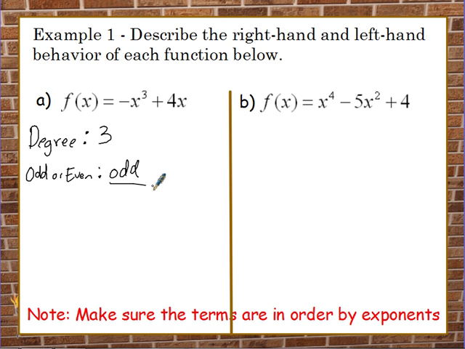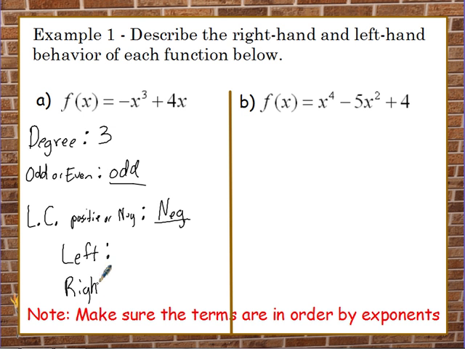Now let's figure out how they're going to be different. Is my leading coefficient positive or negative? It is negative. Does everybody agree with that? More specifically, it's a negative 1. This should be a 1 right here. So I say it's negative. Based on this information, I know it's odd, and I know my leading coefficient is negative. Can you tell me what the left is doing, and what the right is doing?